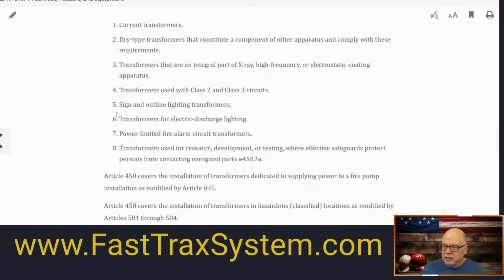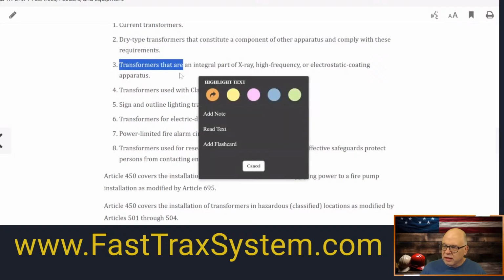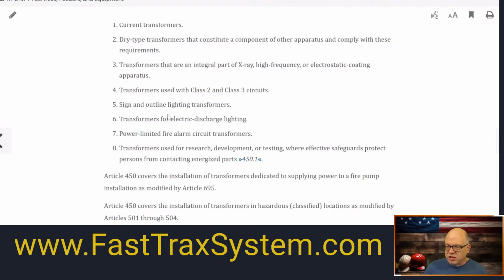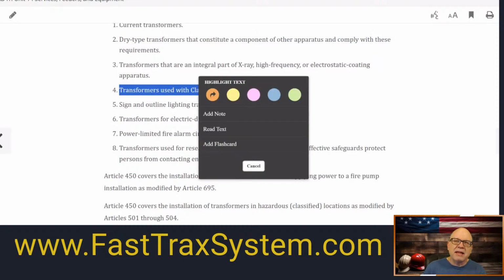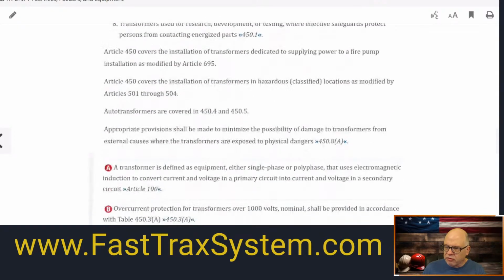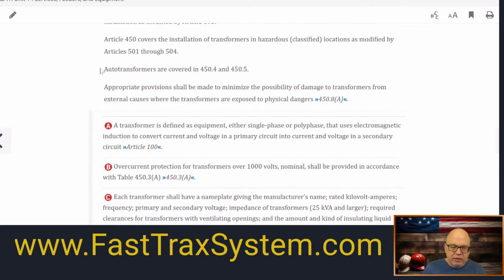Transformers, okay, are very common in machines like X-ray machines, high-frequency machines. Transformers also can be something as simple as a Class 2 or Class 3 type transformer or circuit, which, again, are going to have limited voltages, so it's voltage limitations. Think of that as like a doorbell circuit, okay? That's a transformer. So we're going to try to cover, and again, we're not going to be talking about auto transformers, but we do reference them here in our program.